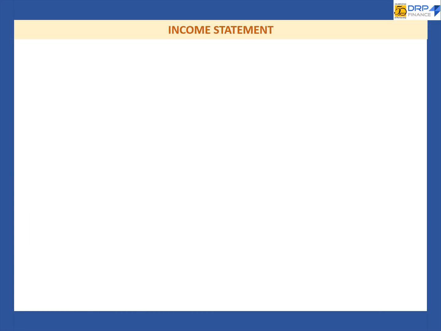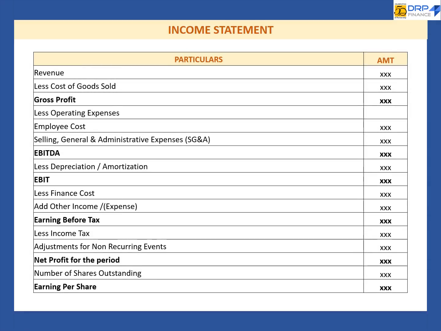Let's now go through the formats of financial statements to understand the finer details. First of all, the income statement. The income statement comprises the following main element: revenue. It includes income earned from principal activities of an entity. So for example, in the case of a manufacturer of electronic appliances, revenue will comprise sales from the electronic appliances business.